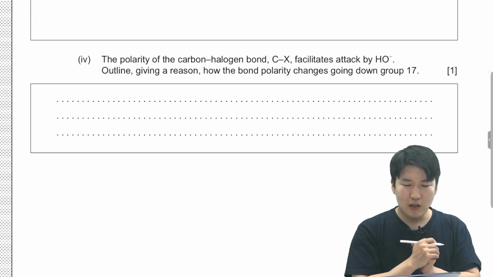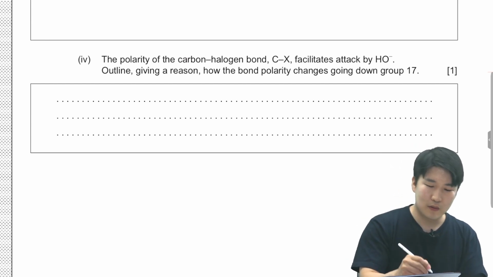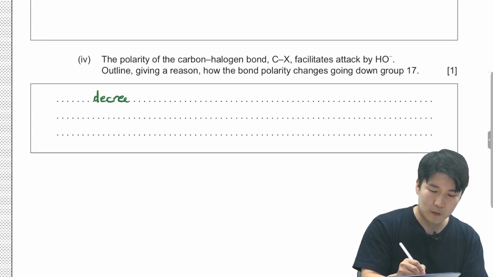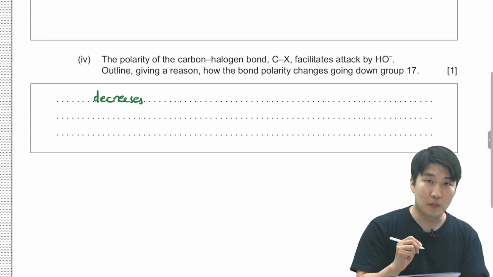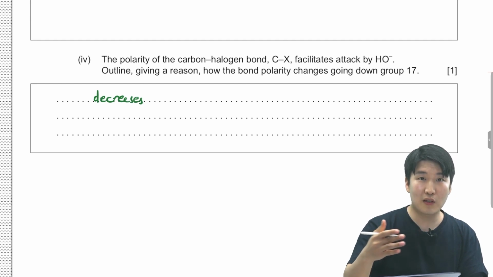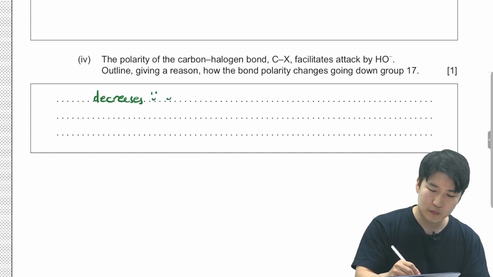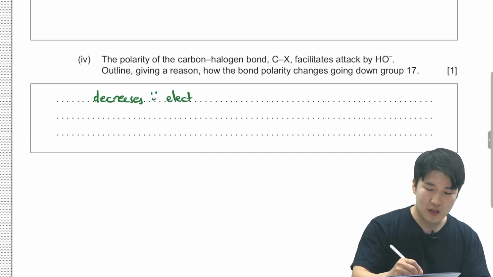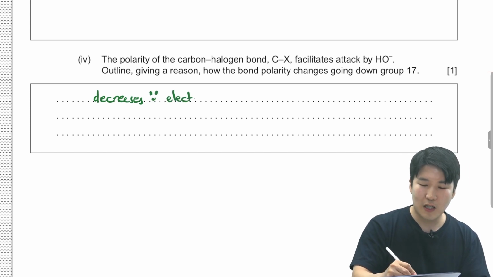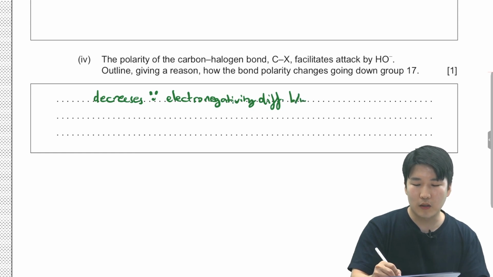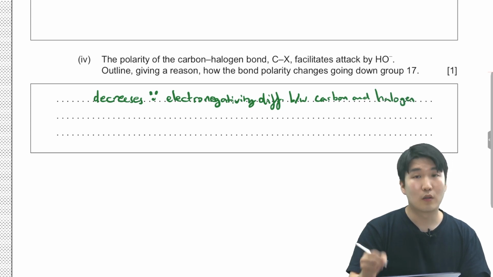Bond polarity decreases down group 17 because electronegativity difference between carbon and the halogen decreases. It's because electronegativity difference between carbon and halogen also decreases.